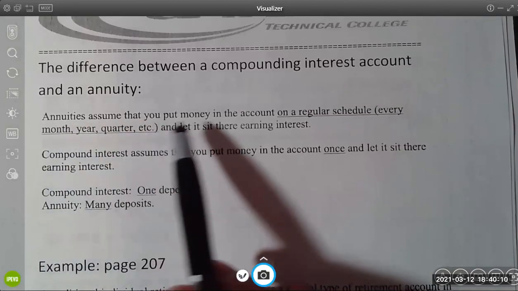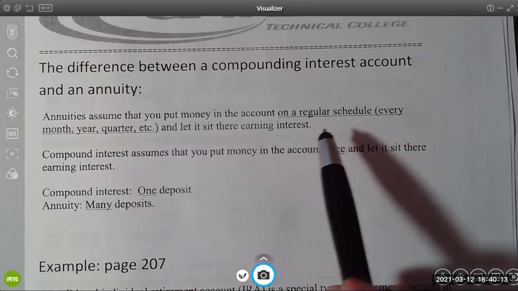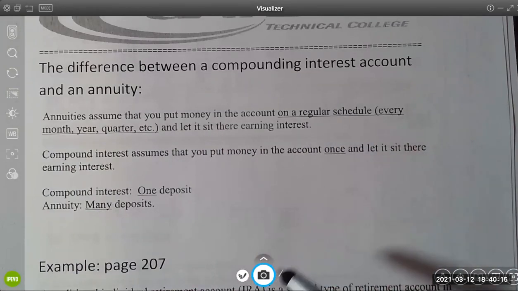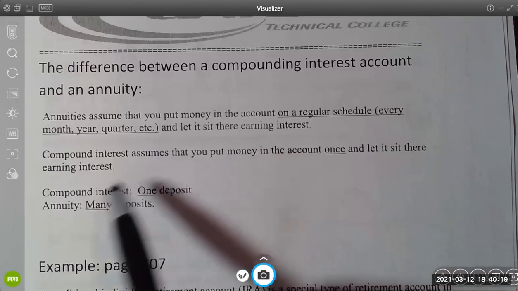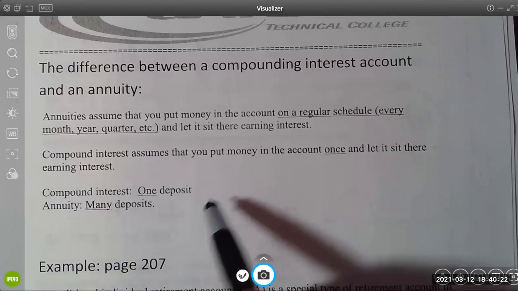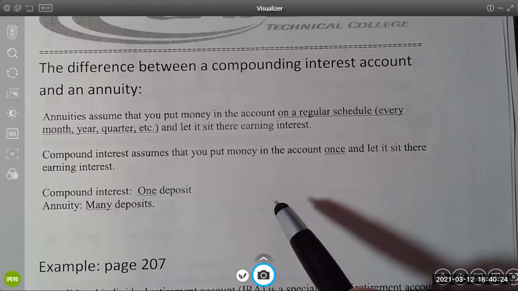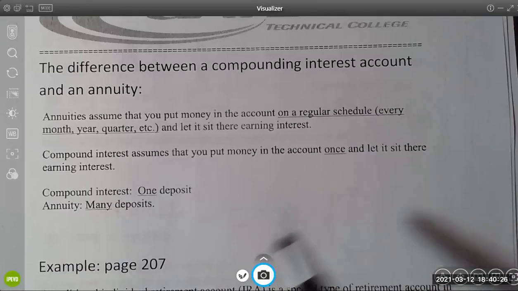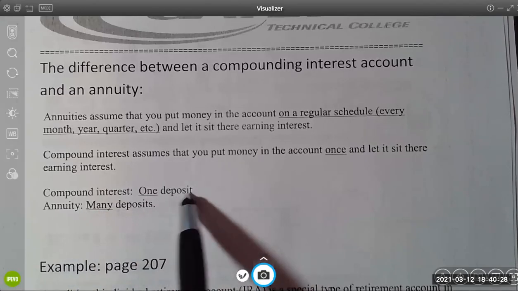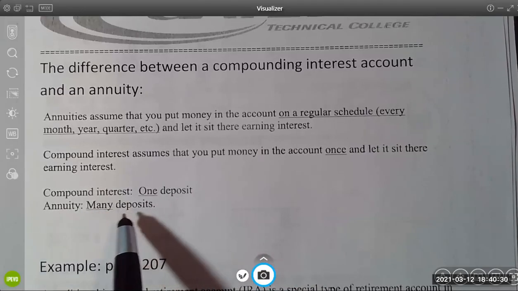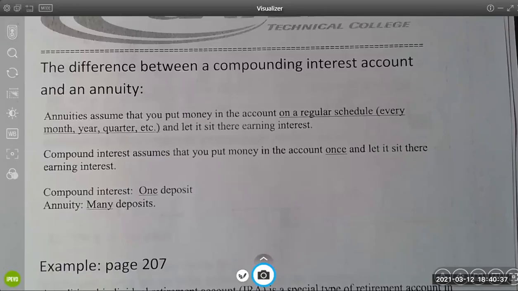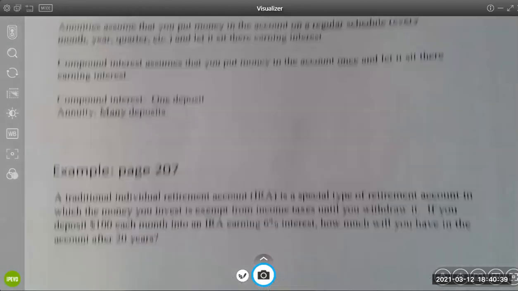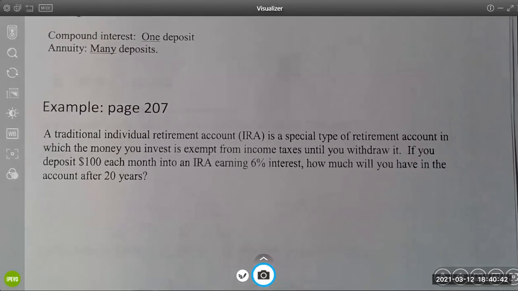Annuities assume that you put money in the account on a regular basis. That means repeatedly. Let it sit there earning interest. Compound interest assumes that you put money in the account once and let it sit there earning interest. Compound interest, one deposit. Annuity, many deposits, including withdrawals, as long as it's repeating, as long as it is periodic. It is an annuity. Okay, let's look at our first example.